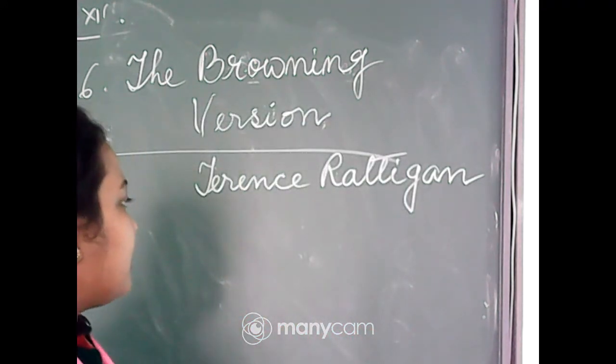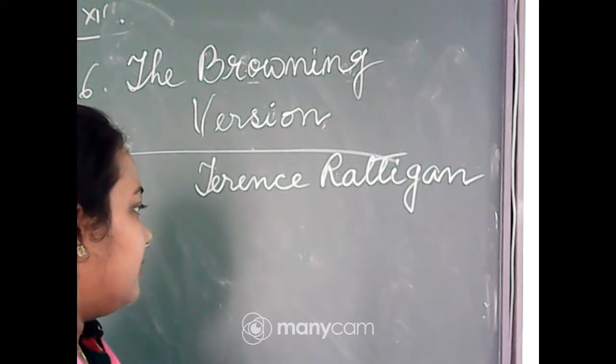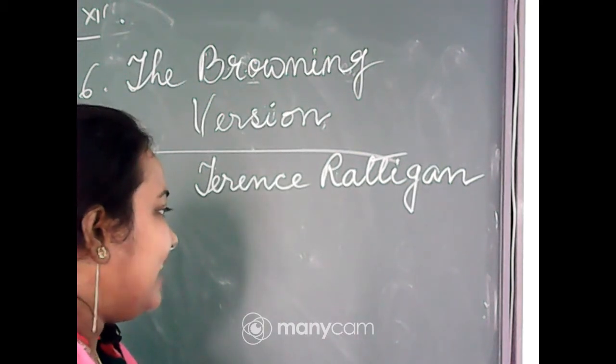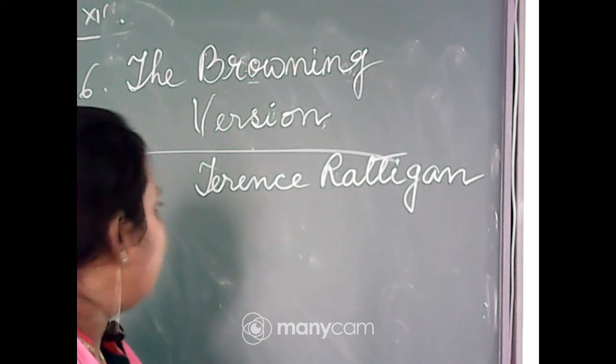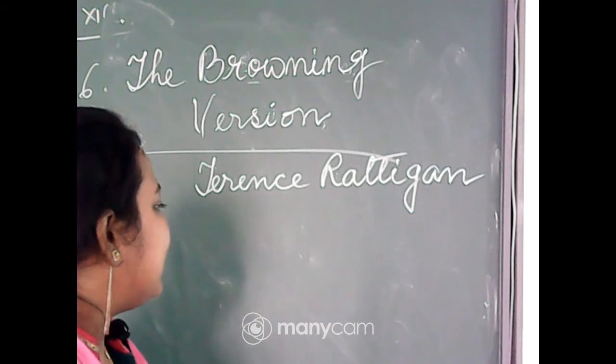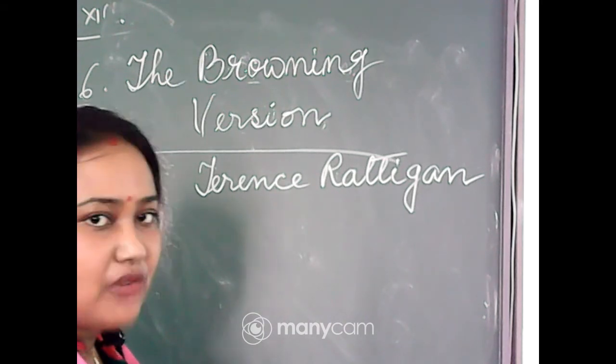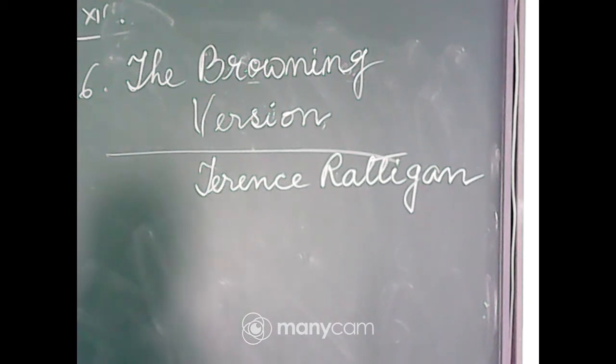In my previous class I completed the 5th chapter from your English textbook, The Alien Planet. Today I will be starting with the 6th chapter from your English textbook, named The Browning Version, written by Terence Rattigan.